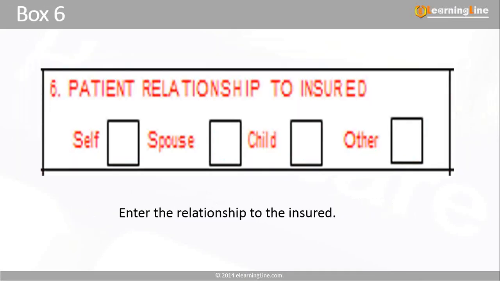Patient relationship to insured. Is it self, spouse, child, or other? And as we have discussed in the member module, the others could be stepchild, grandkid, or guardian-ward relationship. So depending upon what kind of relationship the patient has with the insured, you can check that.